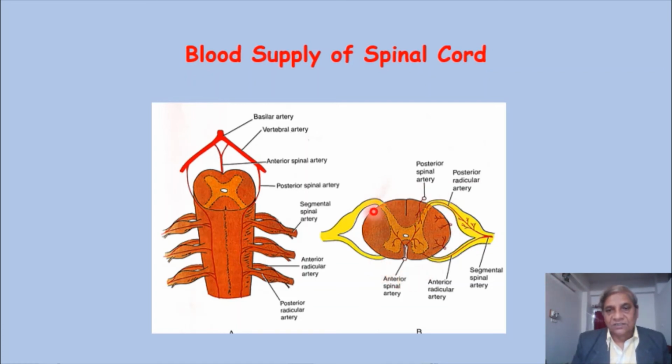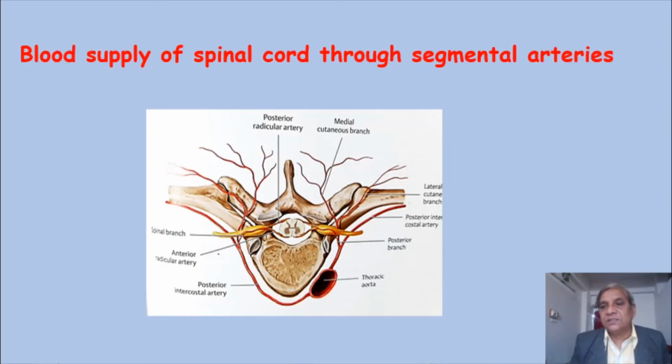So there are the three spinal arteries which run vertically, both the anterior one and the two posterior ones. At the same time, at each spinal segmental level you also get the segmental artery which runs into the ventral spinal root and the dorsal spinal root. This we can see better in the next diagram.